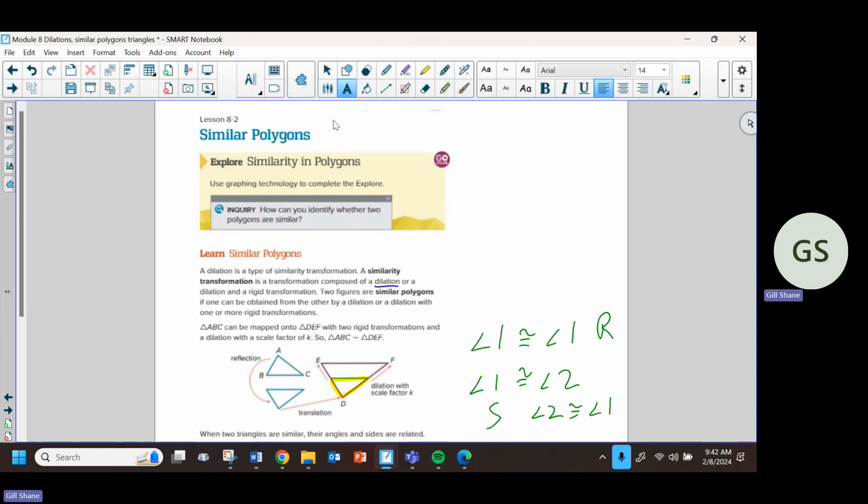Is it 79? Where it says lesson 2, similar polygons?